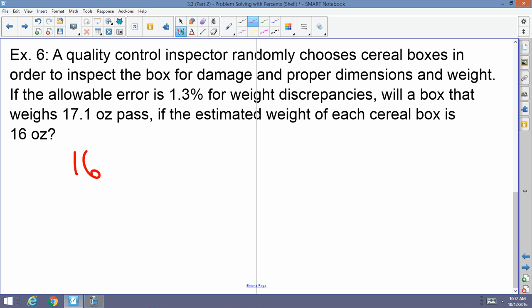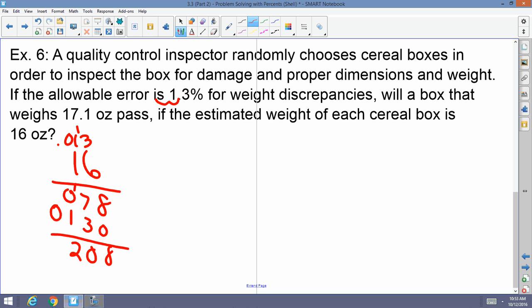So look, guys, you got 16. You got 1.3% to the left, so times 0.013. So I've got 0.208. That's my allowable. That's my allowable error. Does that make sense?